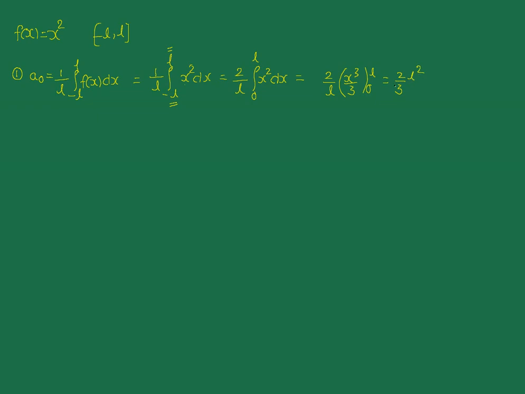A naught value is 2 by 3 L square. Similarly you have to find out an. An is equal to what is the formula? 1 by L integral minus L to plus L f of x into cos n pi x by L into dx. Okay, that is equal to 1 by L integral minus L to L, f of x is x square, x square cos n pi x by L dx.